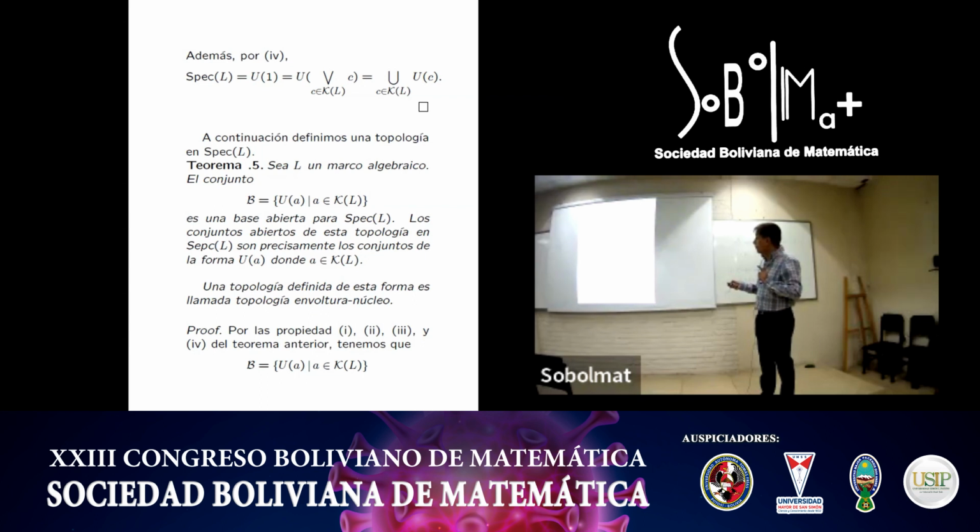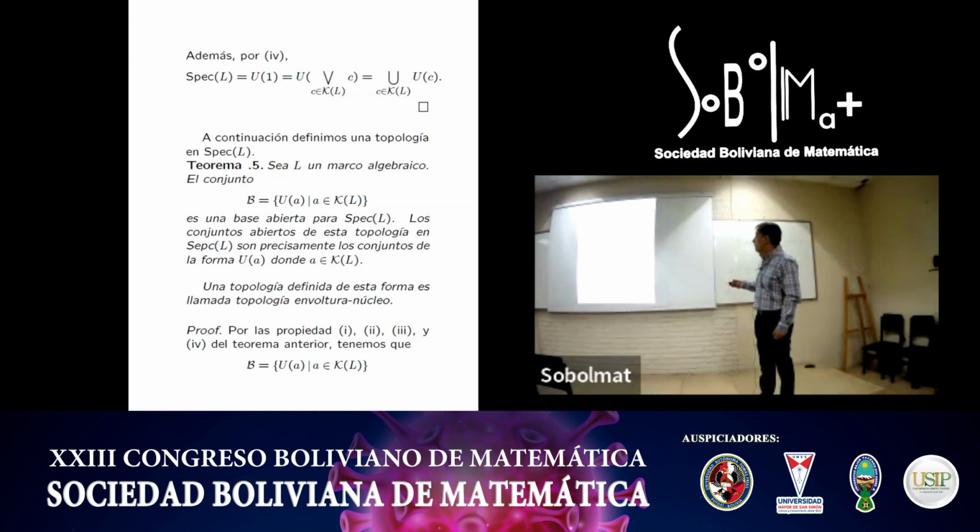Hemos definido lo que es un compacto, ¿verdad? A es un compacto si A es menor o igual que el supremo de elementos arbitrarios, o sea que si tiene una cubierta abierta, entonces tiene un subrecubrimiento finito. Eso es un compacto. Okay, so we restrict the U of A's to compact elements. And this becomes a base for the spectrum of L.